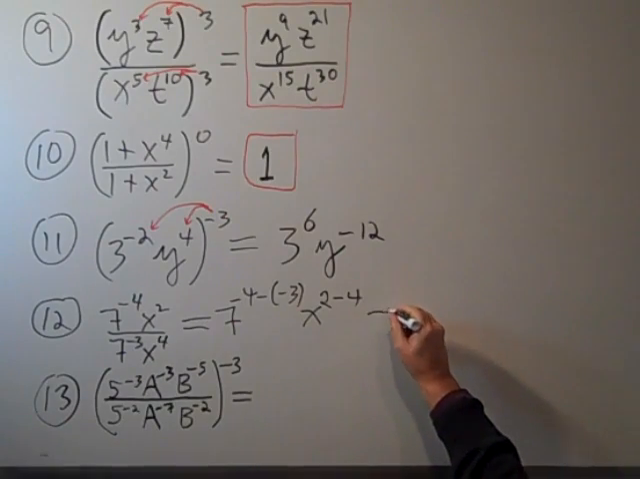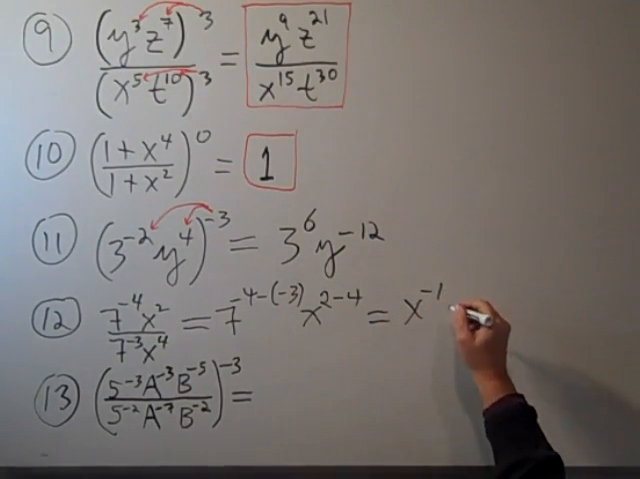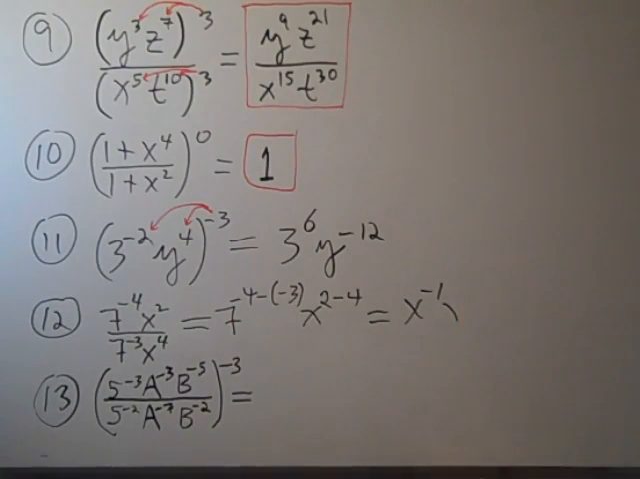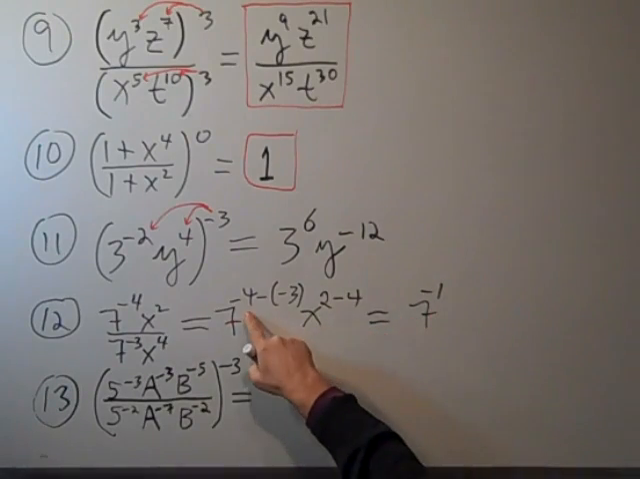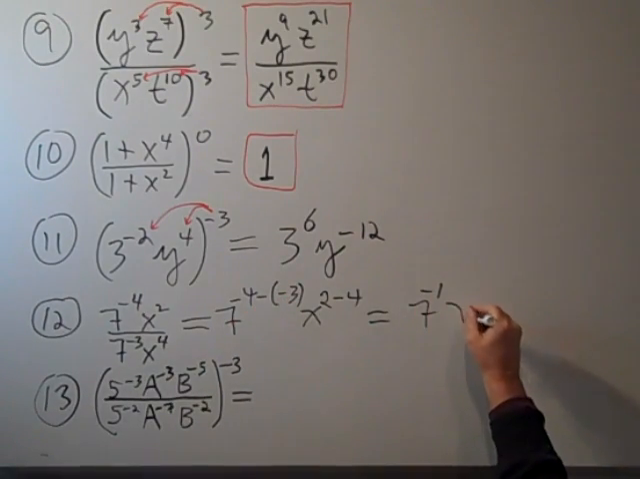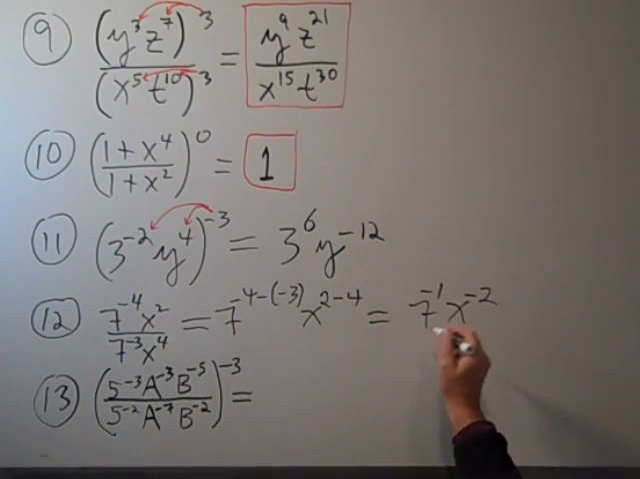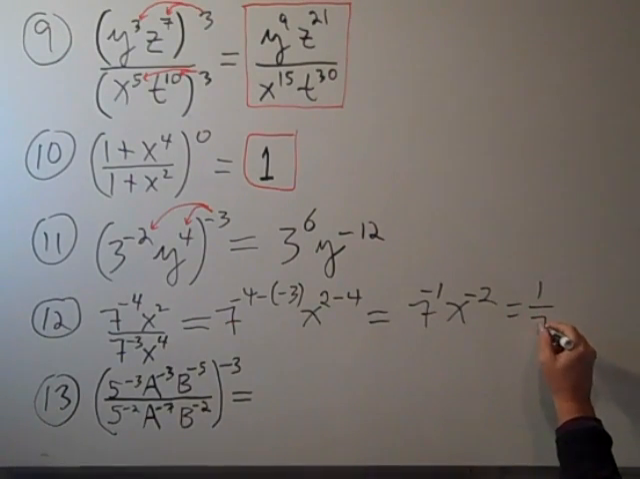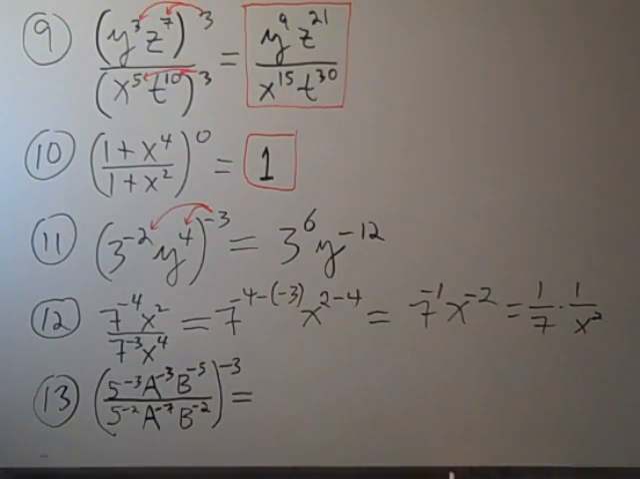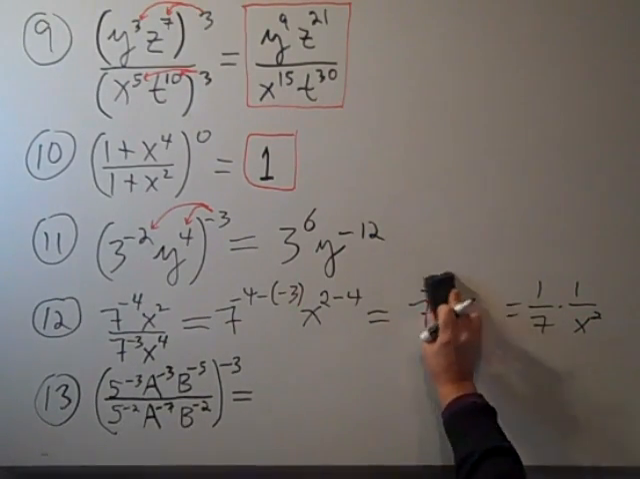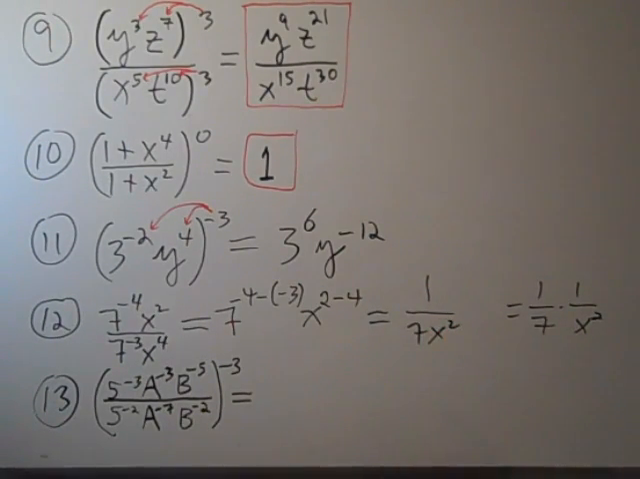This in turn equals x to the minus 4 plus 3 is minus 1, and 7 to the negative 4 plus 3, which is minus 1, and x to the 2 minus 4 is x to the negative 2 power. And this means 1 over 7 times 1 over x squared. And that can then be written as 1 over 7x squared.